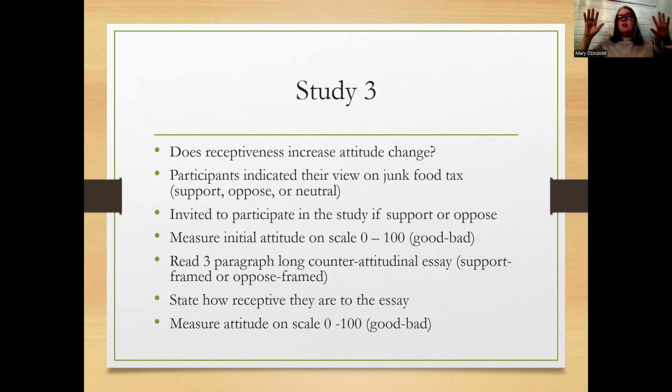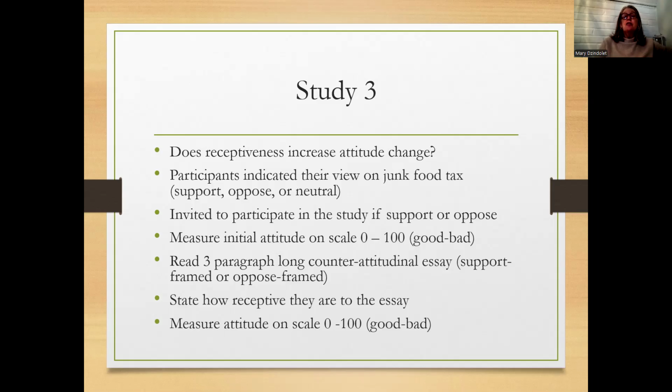So what happened is, the initial survey where you had to say whether you supported, opposed, or neutral on that was given probably months before you were invited to be in this study. So once you were invited to be in the study, it began with them asking your initial attitude. Do you think it's good to have a junk food tax? And you were to rate it on a scale from 0 to 100, 0 being good, 100 being bad.